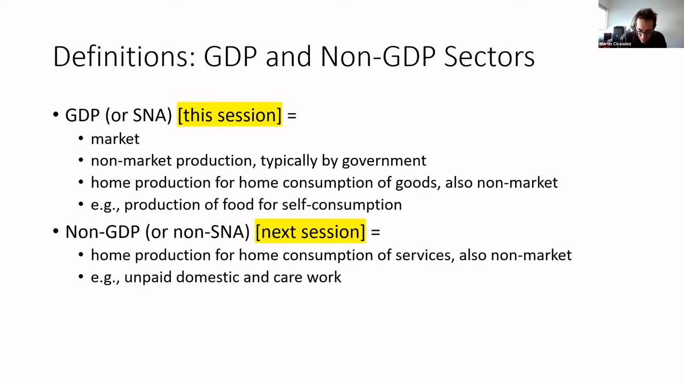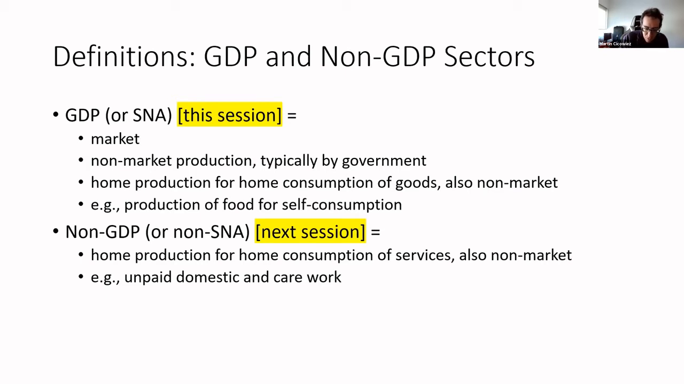Okay, so before we look into a specific social accounting matrix, let me make a distinction between what we have in the GDP sectors and what we have in the non-GDP sectors. If we look at the national accounts, we only have GDP sectors. That is what the national accounts cover. And in these sessions, we are going to be talking about the GDP component of the economy.